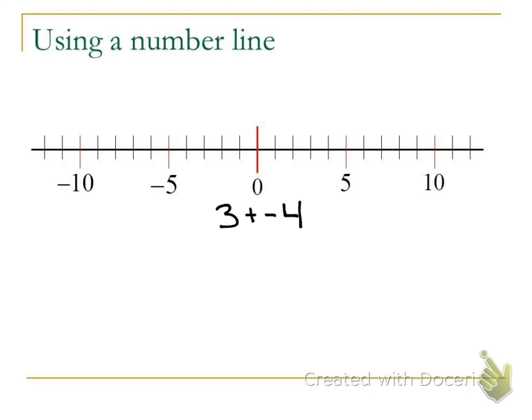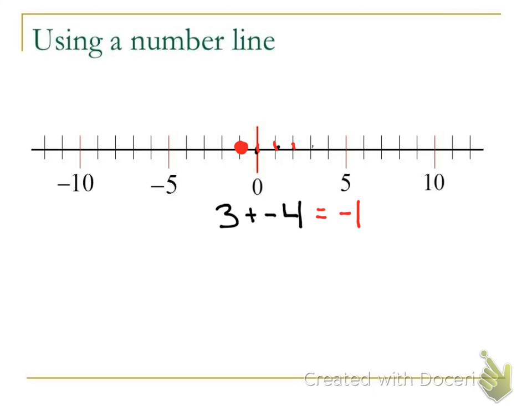Let's look at another one here. I've got positive 3 plus -4. So I'm going to start at 0, and because it's a positive 3, I need to go right 3 units. And then from there, I'm adding a -4, so I need to go -4 units. That's left 4 units. And then I see where I am. I am now at -1. So 3 plus -4 is equal to -1.